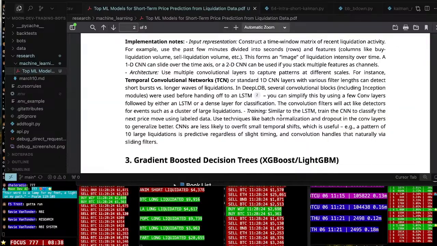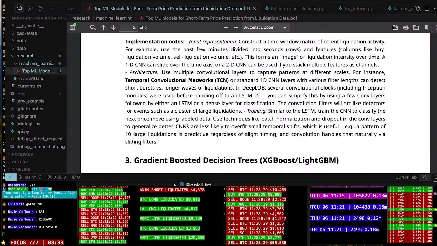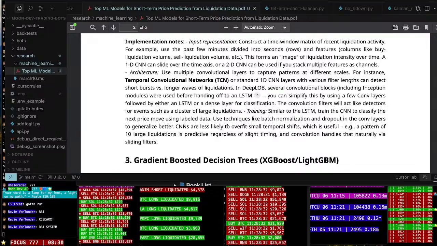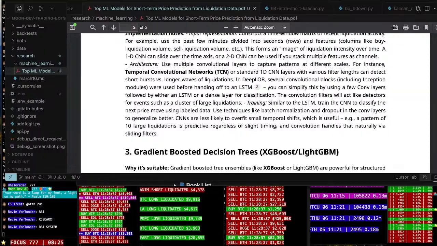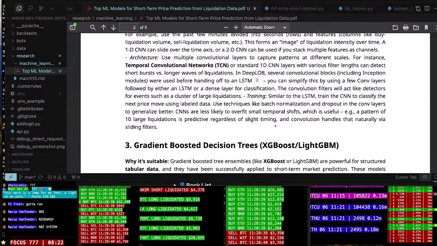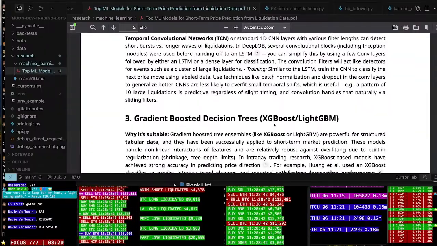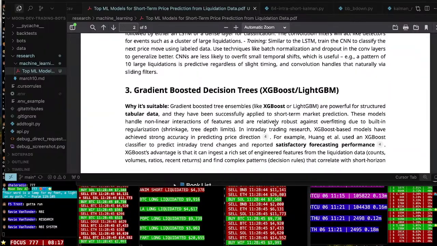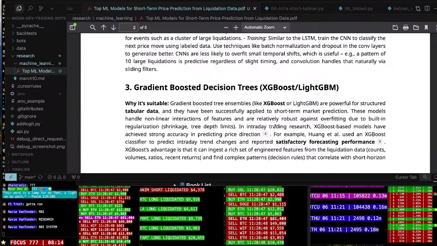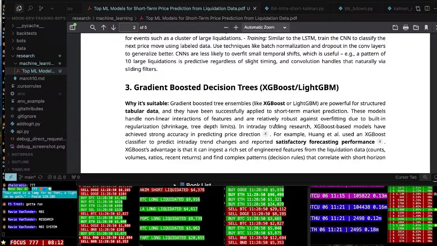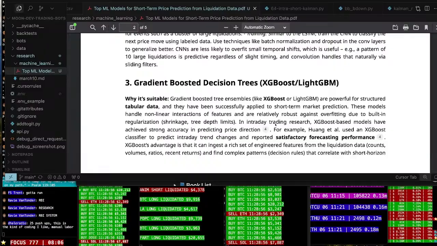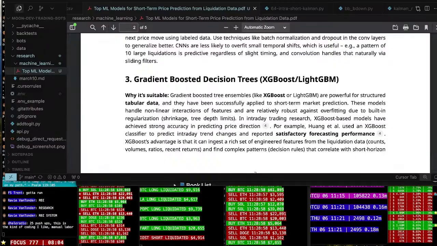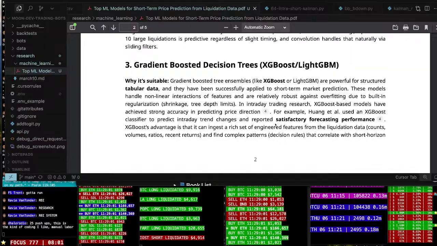Training. Similar to the LSTM, train the CNN to classify the next price move using labeled data. Use techniques like batch normalization and dropout in the convolutional layers to generalize better. CNNs are less likely to overfit small temporal shifts, which is useful. A pattern of 10 large liquidations is predictive, regardless of slight timing, and convolution handles that naturally via sliding filters.